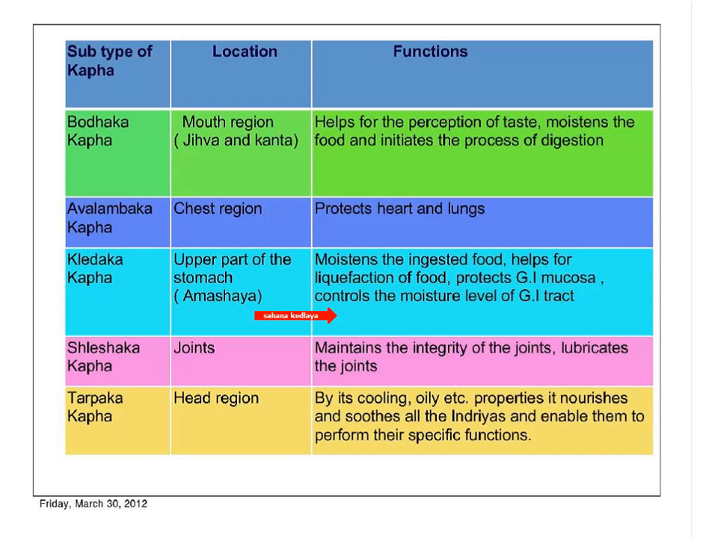If the Kledaka Kapha is secreted too much, then it will dilute the digestive fire and impair the digestion. So if it is high, it causes the mandagni, or if it is low, it causes the dry GI tract, resulting in the constipation and other Vata related conditions. That's about the Kledaka Kapha.